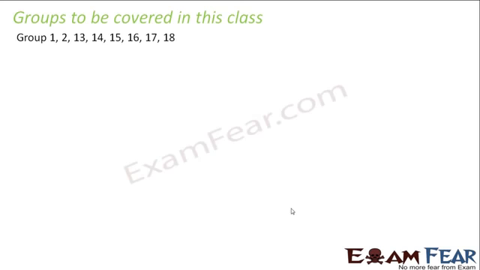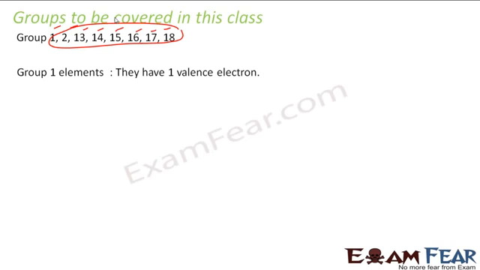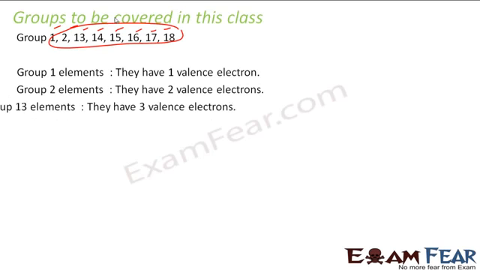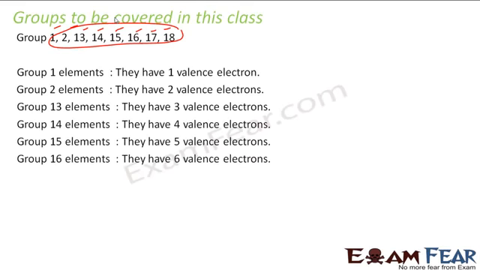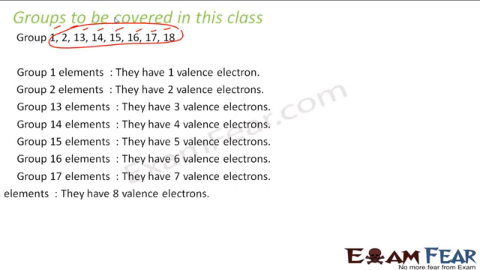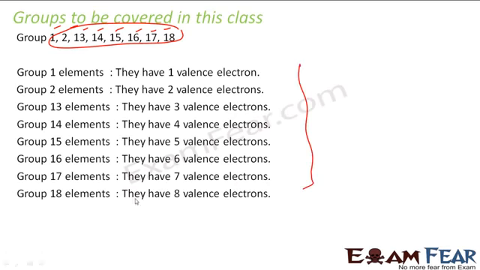And please note, we'll be covering only groups 1, 2, 13, 14, 15, 16, 17. Only these groups will be covered in this class. The other groups will not be covered because they're a little complex and have a different, more complex way of finding the electronic configurations. We'll study those things in the higher classes. Group 1 has 1 valence electron, group 2 has 2, group 13 has 3 valence electrons, 14 has 4, 15 has 5, 16 has 6, 17 has 7, and 18 has 8 valence electrons. So when I'm talking about the properties, I'm talking about only these groups in this class at least.